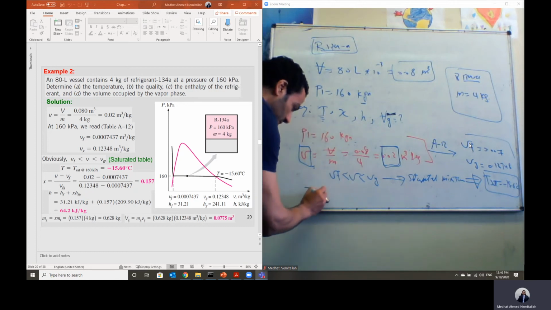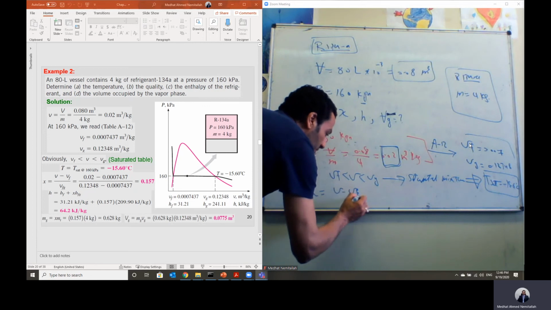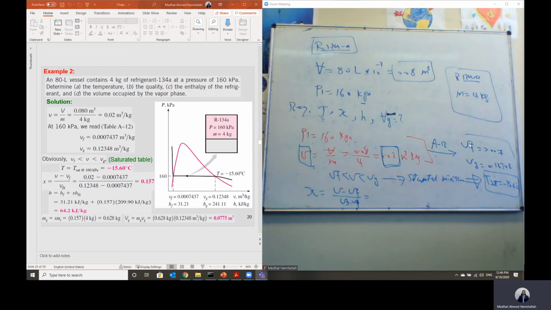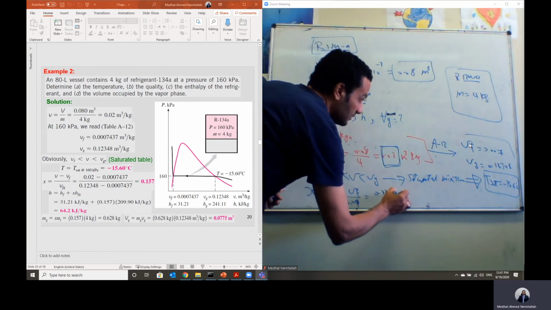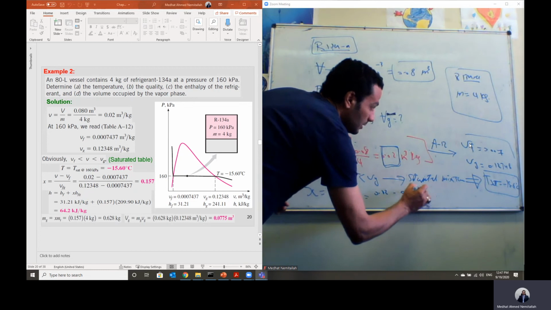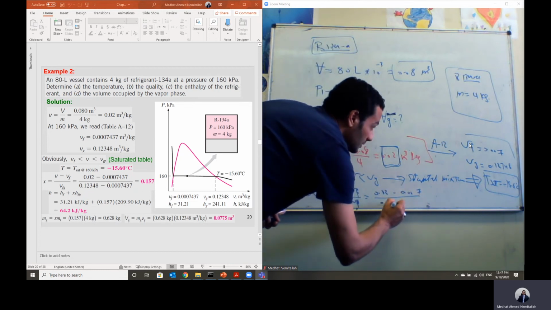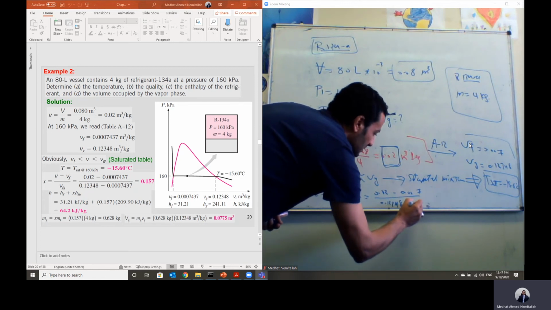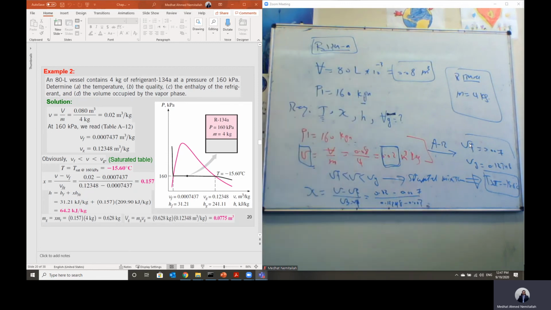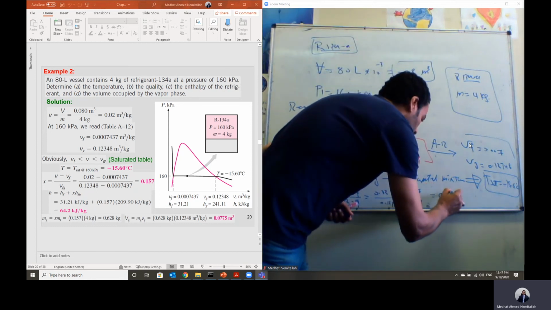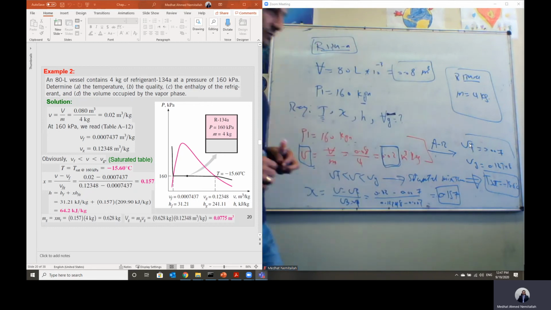So in this case, X, or the quality of the mixture, will equal to V minus V fluid divided by V gas minus V fluid. Given the volume is 0.02, minus V fluid 0.007, divided by V gas 0.12348 minus V fluid 0.007. Okay, then we can calculate the value of the quality of the mixture to equal 0.15157.